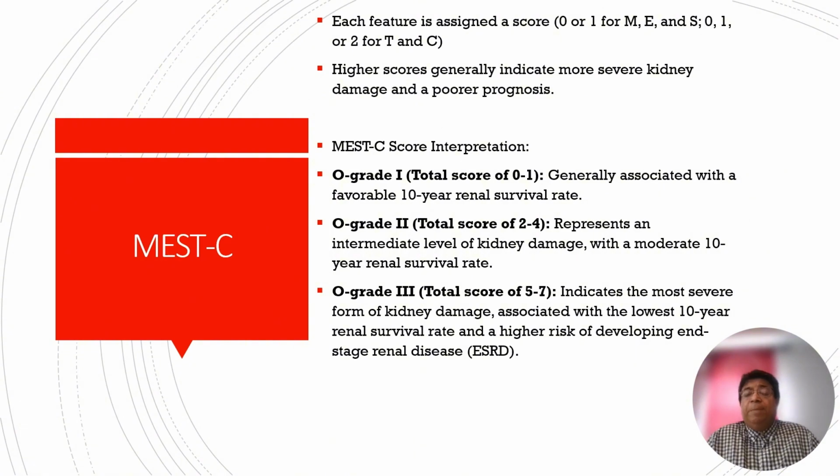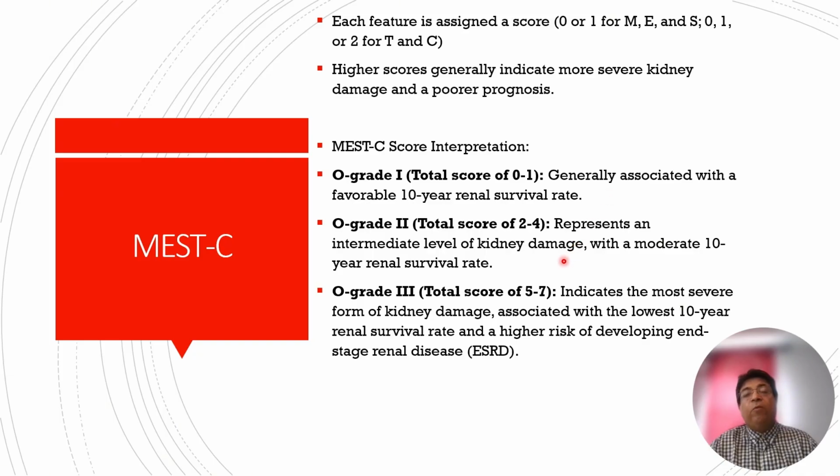So back to the MEST-C score. Each feature is assigned a score, 0 or 1 for M, E, and S, and then 0, 1, or 2 for T and C. Higher scores generally indicate more severe kidney damage and a poorer prognosis. And this total score of 0 to 1 is associated with a favorable 10-year renal survival rate.